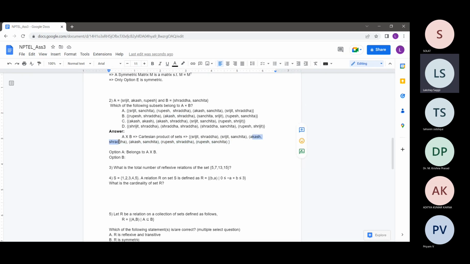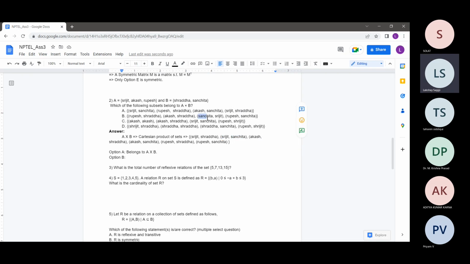Akash, Shraddha is in A cross B also. Sanchita, Srijit. So Sanchita, Srijit, as I said, you have to respect the ordering. I see a Srijit, Sanchita here. But as I said, you have to respect the orderings. So Sanchita, Srijit is actually different from Srijit, Sanchita.